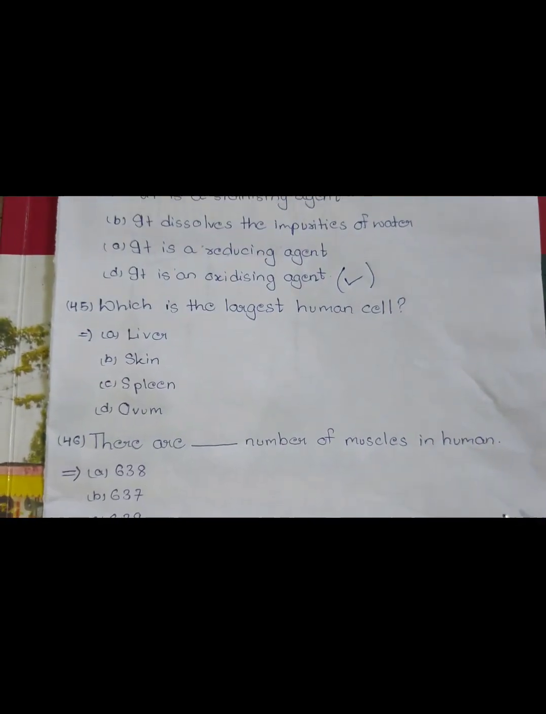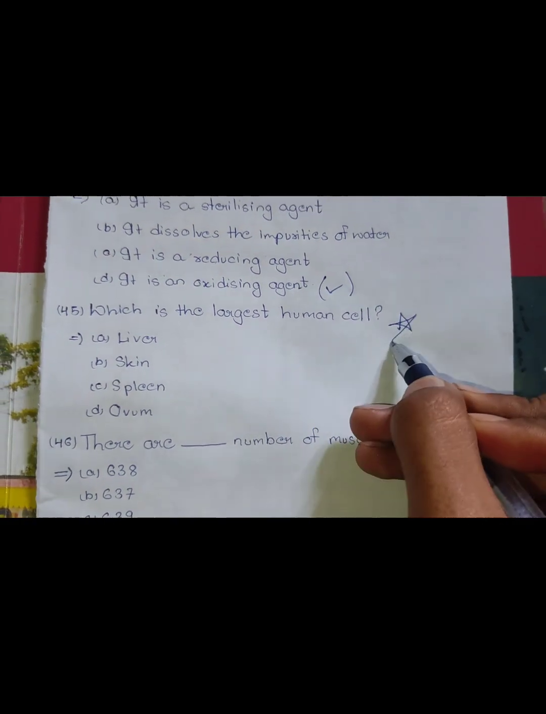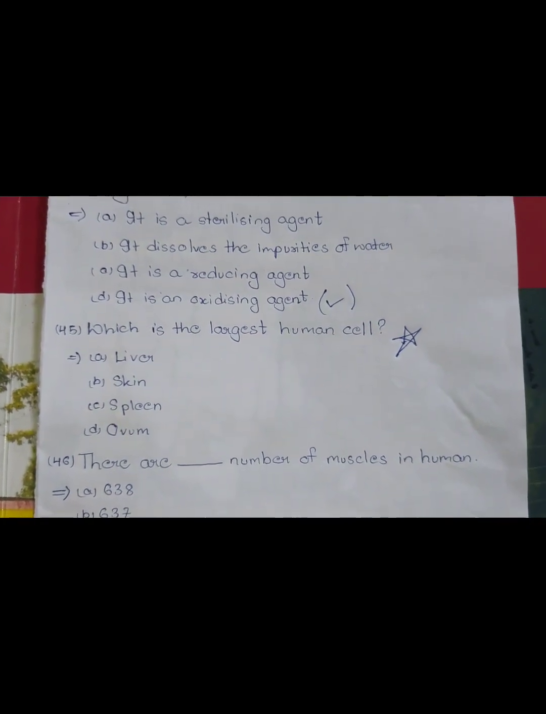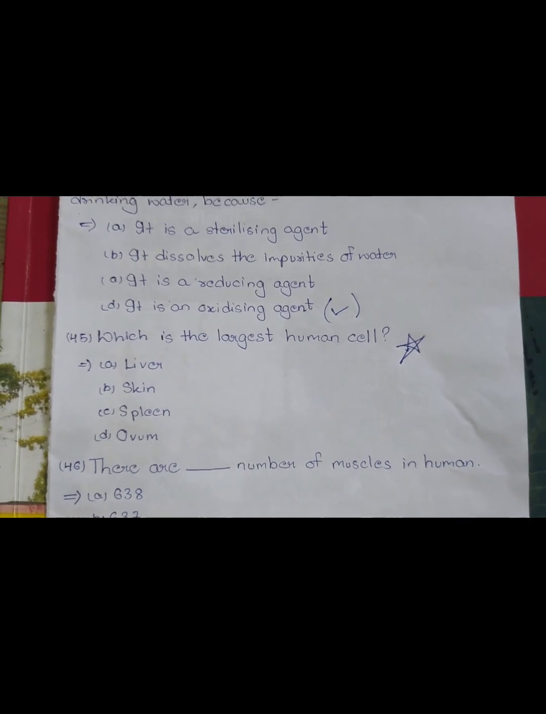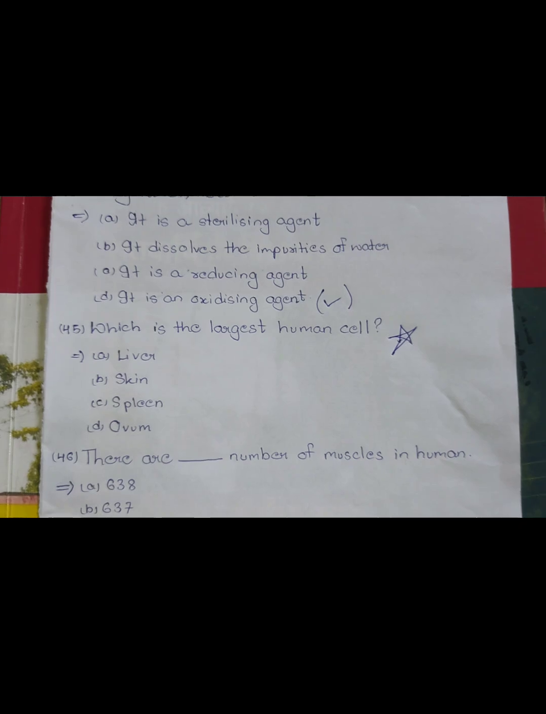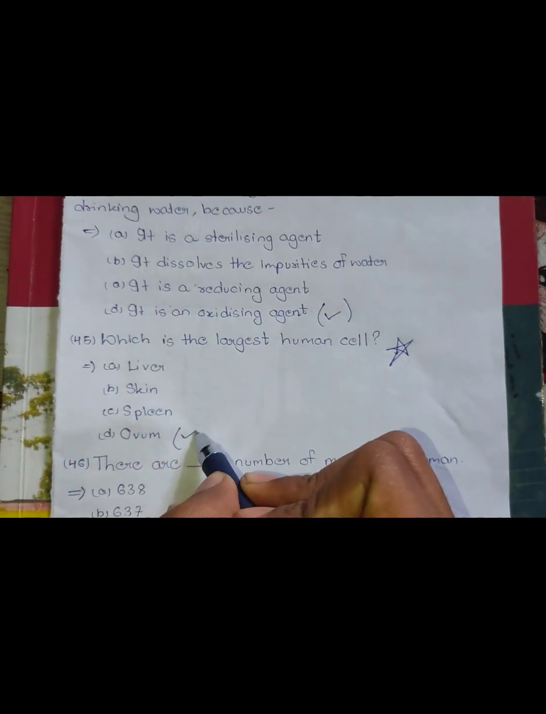Next, what is the largest human cell? This is one of the most important questions. Please note it down or take a screenshot. Option A liver, option B skin, option C spleen, option D ovum. So the right answer is option D ovum.